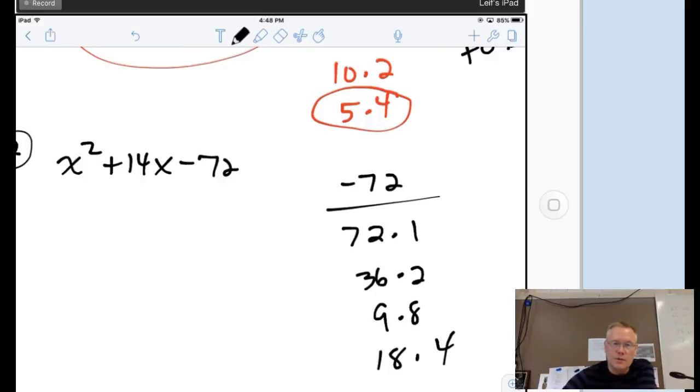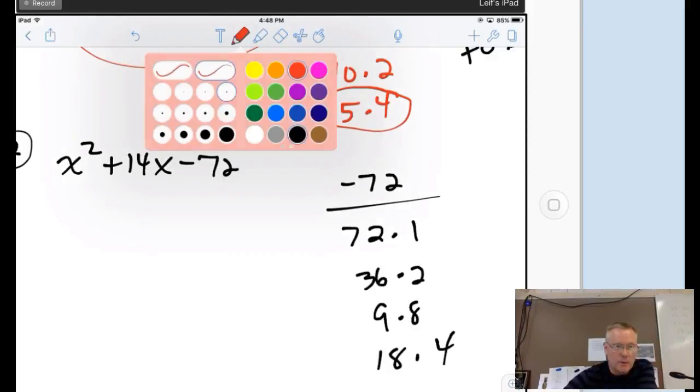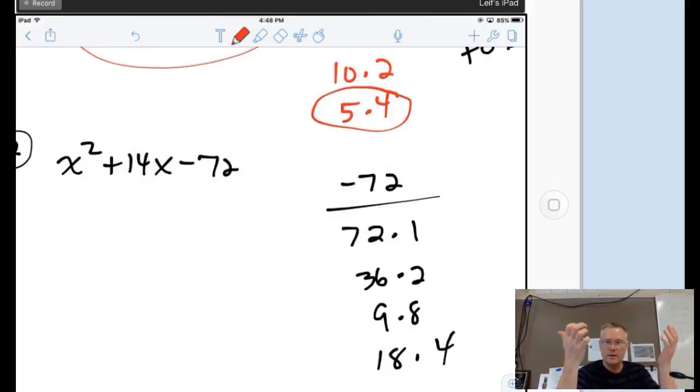Now, I need two things that multiply to give me a negative number, negative 72, which means the only way you get a negative number is when one of them is positive and one's negative. All right, which means, if I made all four of those negative, do any of them add up to 14? Well, this one adds up to negative 71, this one adds up to negative 34, this one adds up to negative 1, and that one adds up to negative 14. I'm looking for positive 14, which means that actually if I go and make the 4 negative, then they multiply to negative 72 and add up to positive 14, okay? So that's going to be my winning pair.